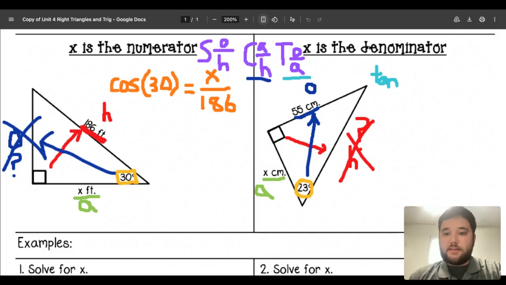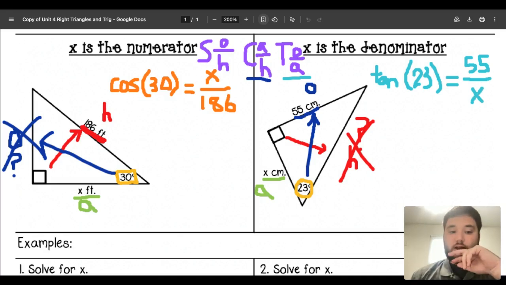So we're going to write tan, the abbreviation for tangent. Our reference angle is 23. And then we're going to set that equal to our ratio. And notice what happens this time. Since x is on the denominator, it's O over A. Our O is 55. And our A is going to be that x that we're solving for. Now I'm ready to solve. So notice the two main differences here: over here, x is in the numerator up top, and over here, x is in the denominator on the bottom.